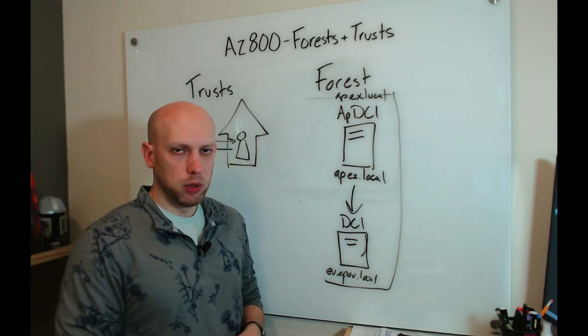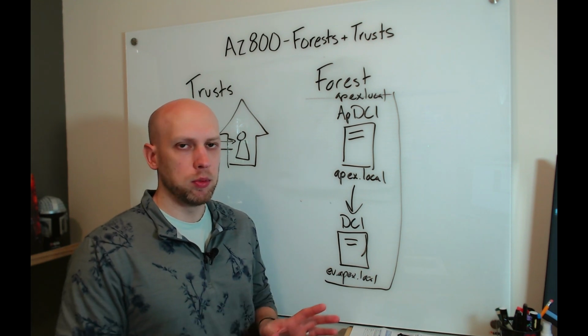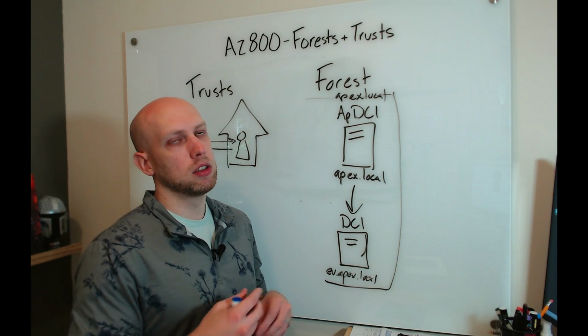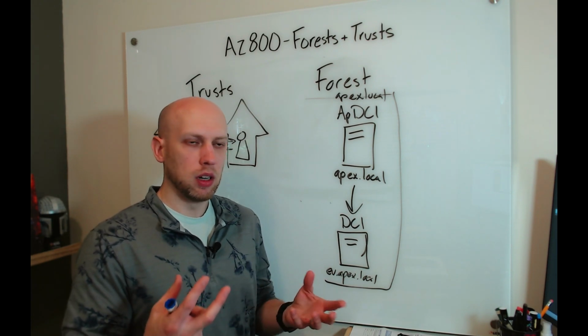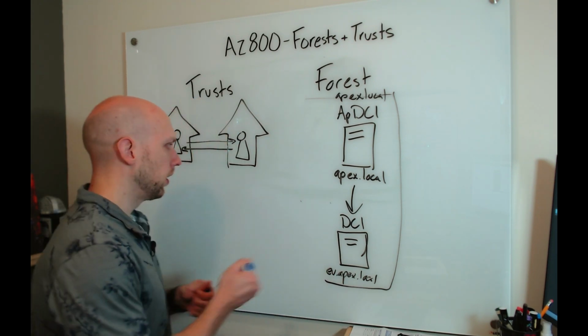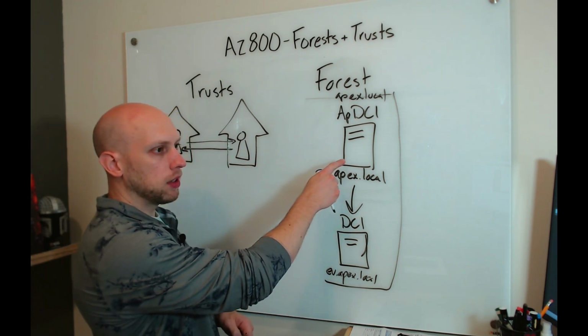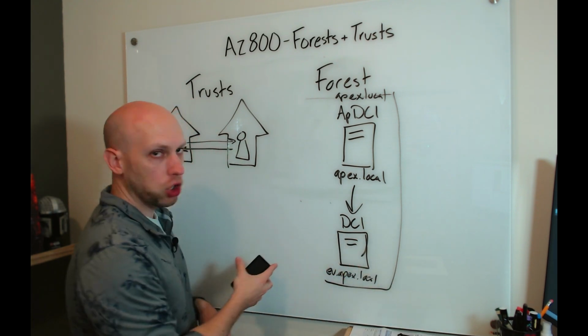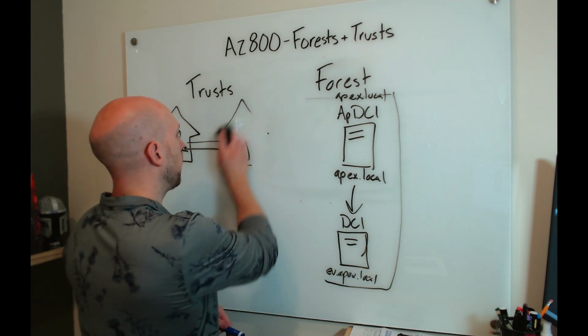Back over here at the whiteboard, what I was going to do really quick is illustrate exactly what I'm going to configure here, because sometimes it's good to see things visually, because when you're clicking through screens it might not be obvious. We have our apex.local DC, and we have set up our child domain DC, right? So that's all configured.